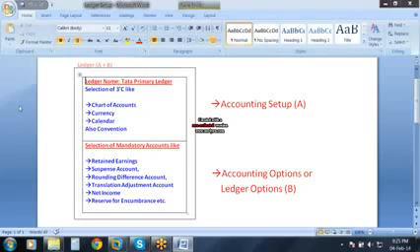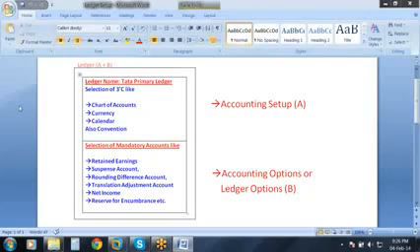Well, the ledger consists of two primary components, A and B. What is the A component? Accounting setup. And the B component is what? Accounting options. Only accounting setup is not going to be called a ledger, nor only accounting options or ledger options. Accounting setup with accounting options or ledger options, both put together, you call it a ledger.